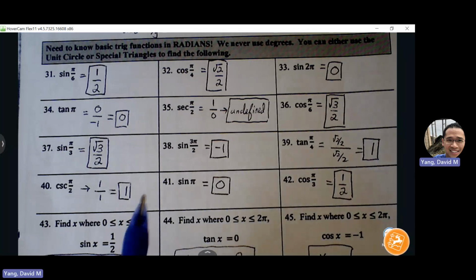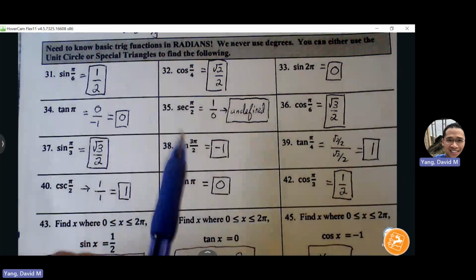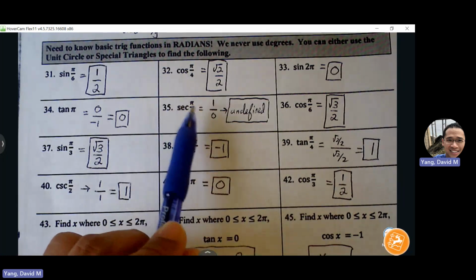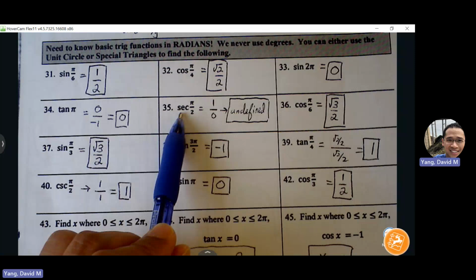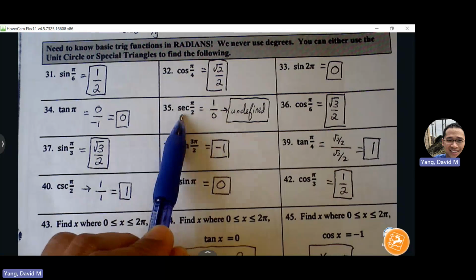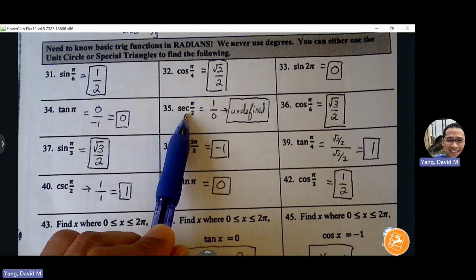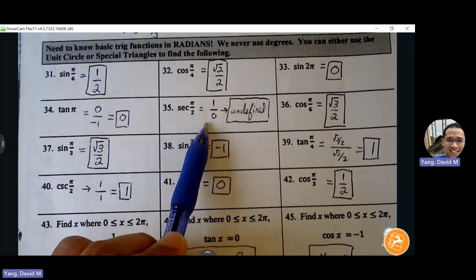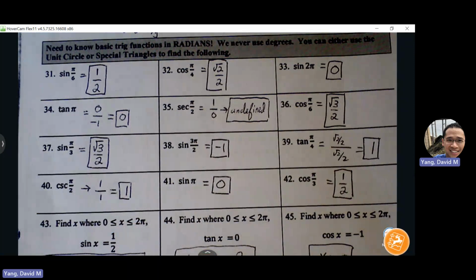As far as secant and cosecant go, sometimes I like to just think about the easier one first. I know secant and cosine are related. We know cosine of pi over 2 is 0. So secant is going to be flipping that 0. If I flip that 0 to the denominator, then it's going to be undefined. So that's how I know secant of pi over 2 is undefined.